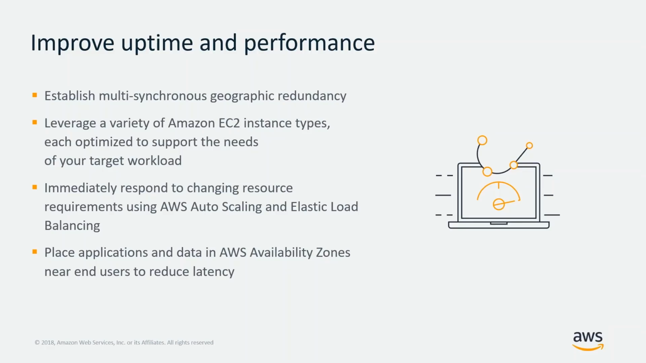And you can immediately respond to changing resource requirements using AWS auto scaling and elastic load balancing. These are massive industry standard services that a lot of our main customers are using to scale to any of the demand or any of the millions of users that may be accessing their resources or anything like that. So Windows workloads can take advantage of all these industry strength services that we have available.